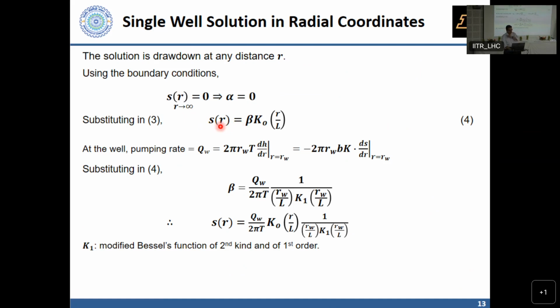So our solution, by applying that condition, simplifies to this. The other condition that we apply is at the well. At the pumping well, if QW is the pumping rate, then we see what is the flux coming into the well at R equals R sub W and set that equal to Q sub W. If we do that, we are essentially saying when R equals R sub W, we have this particular expression for the drawdown, and then we can make those substitutions and therefore calculate beta, and we'll get an expression of this nature. Once beta is known, we can substitute it back and get an expression which tells us what the drawdown is at a distance R, but now in the form of a modified Bessel function of second kind.